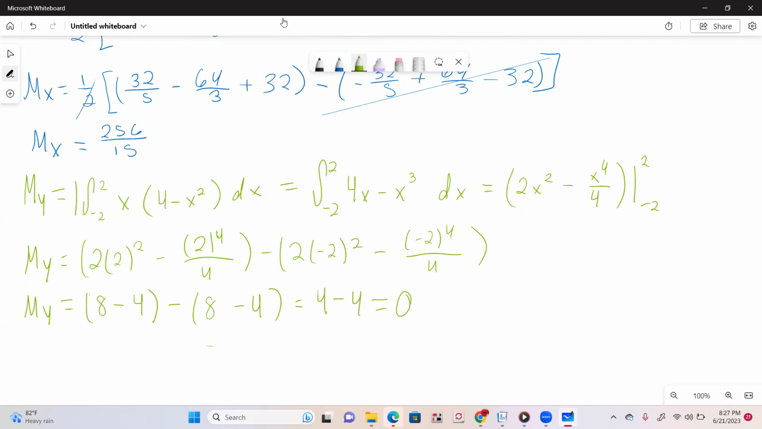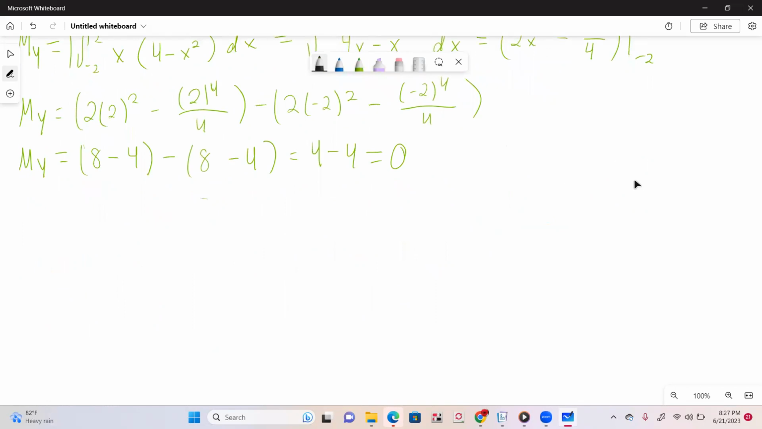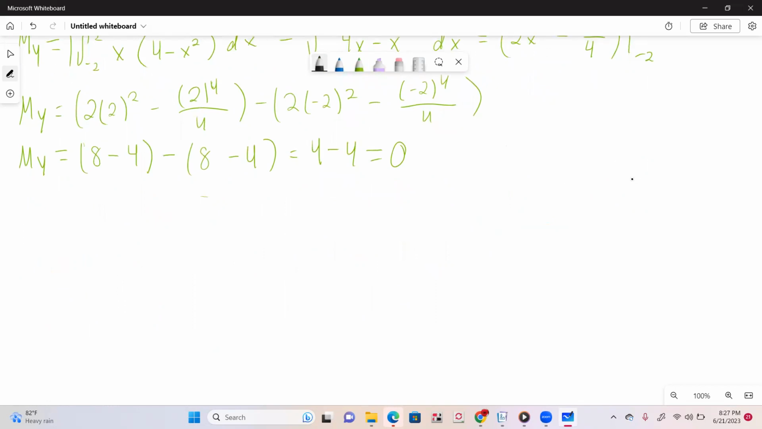Now, we are trying to find the center of mass, right? That's our end goal. And our equations are x bar, right? This is our x coordinate for where the center of mass is, equal to My over m, and our y bar is equal to Mx over m. Now you might be wondering what our m is. The lowercase m value is mass.